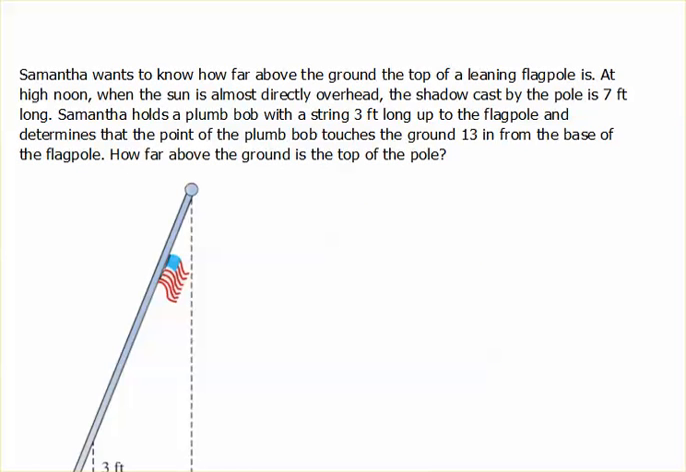Okay, finally, our last example here says Samantha wants to know how far above the ground the top of a leaning flagpole is. At high noon, when the sun is almost directly overhead, the shadow cast by the pole is 7 feet long. Samantha holds a plumb bob with a string 3 feet long up to the flagpole and determines that the point of the plumb bob touches the ground 13 inches from the base of the flagpole. How far above the ground is the top of the pole?